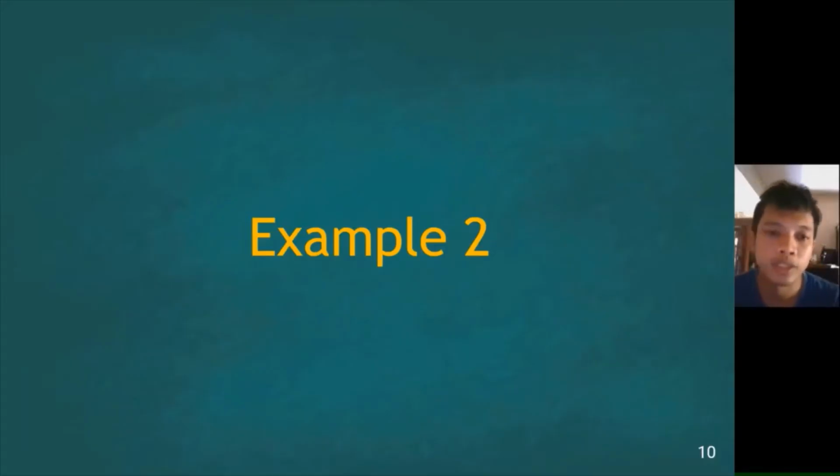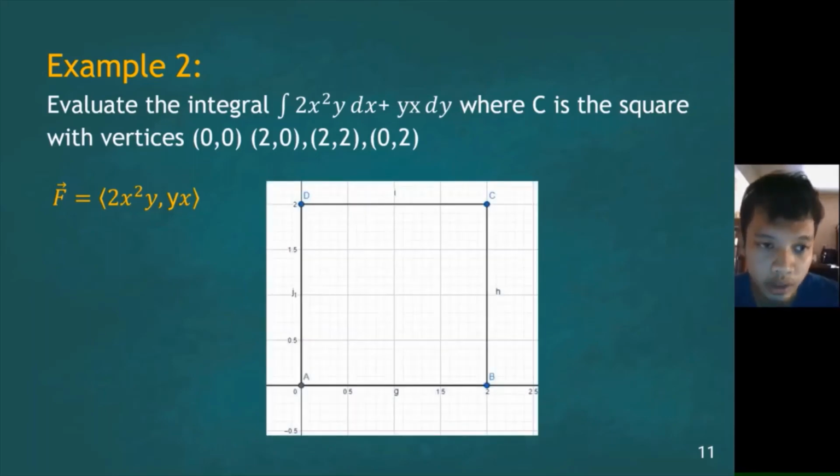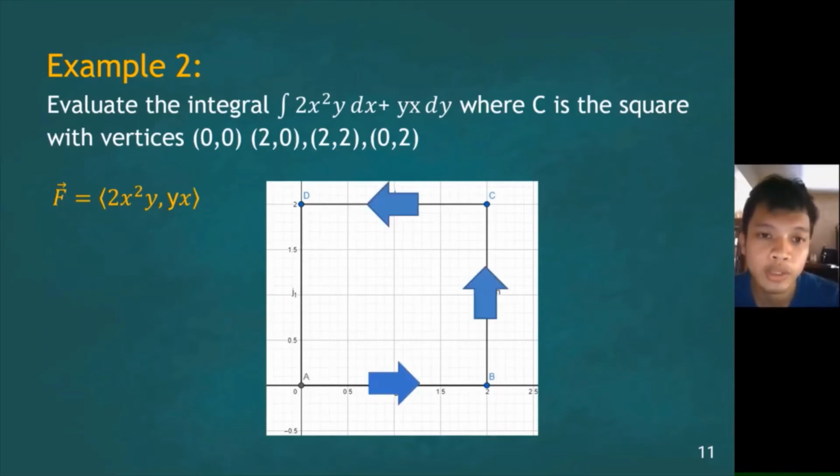So I'm going to show the second example of Green's theorem. The question is to evaluate the integral of 2x squared y dx plus yx dy, where C is the square with given vertices 0, 0, 2, 0, and 2, 2, 0, 2. So we draw a square and plot the given points, and we show the flow of the square, which is counterclockwise from 0, 0 to 2, 0 to 2, 2 to 0, 2 and back to 0, 0.